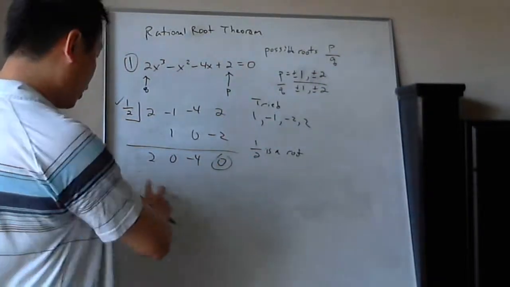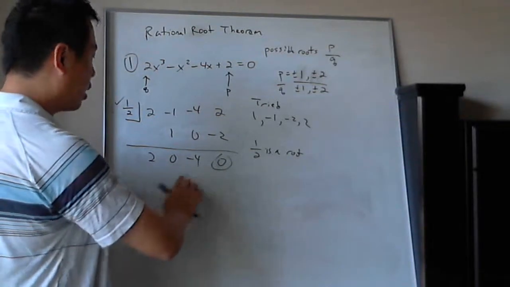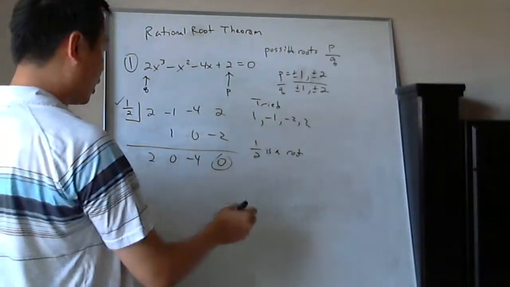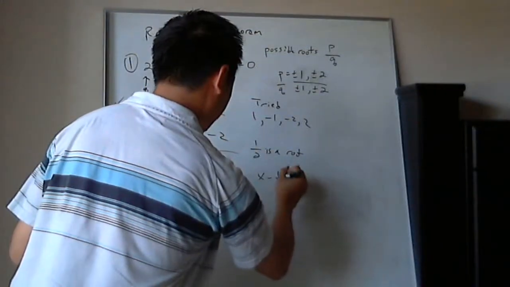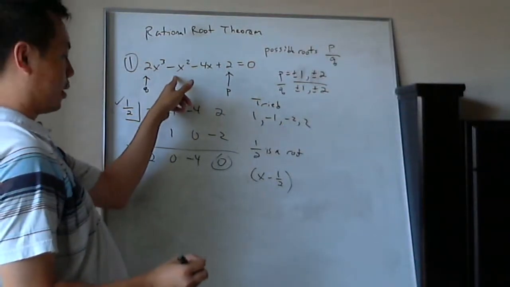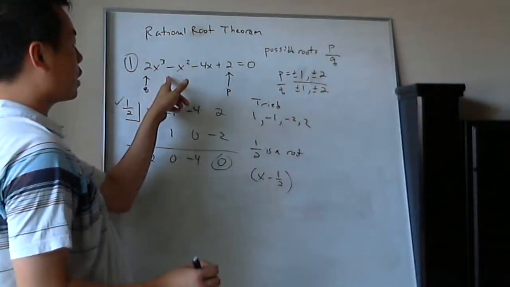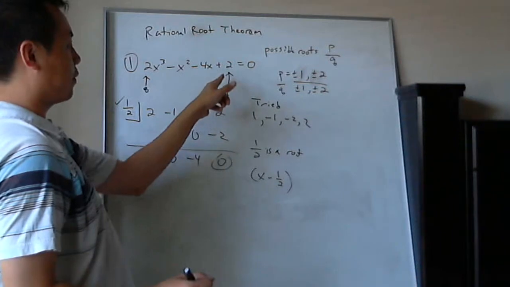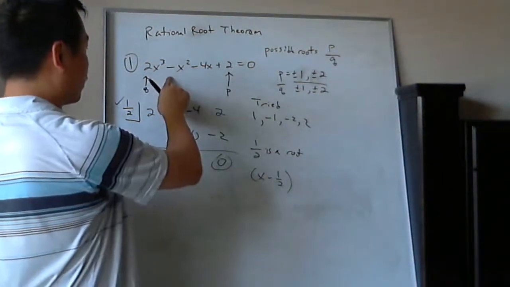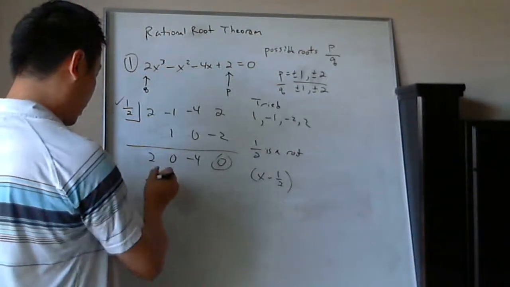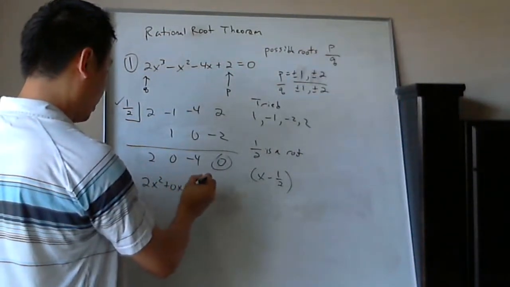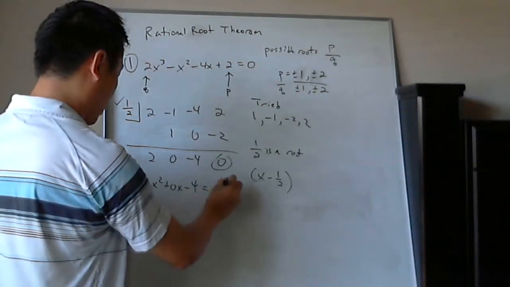Now that we know one of the roots is 1/2, the great thing is that since you used synthetic division, here is the remainder after dividing by x minus 1/2. Basically, x minus 1/2 is a factor of 2x cubed minus x squared minus 4x plus 2. So it's kind of like factoring x minus 1/2 out of this, and you're going to get this. This is the remainder. You get 2x squared plus 0x minus 4 equals 0.